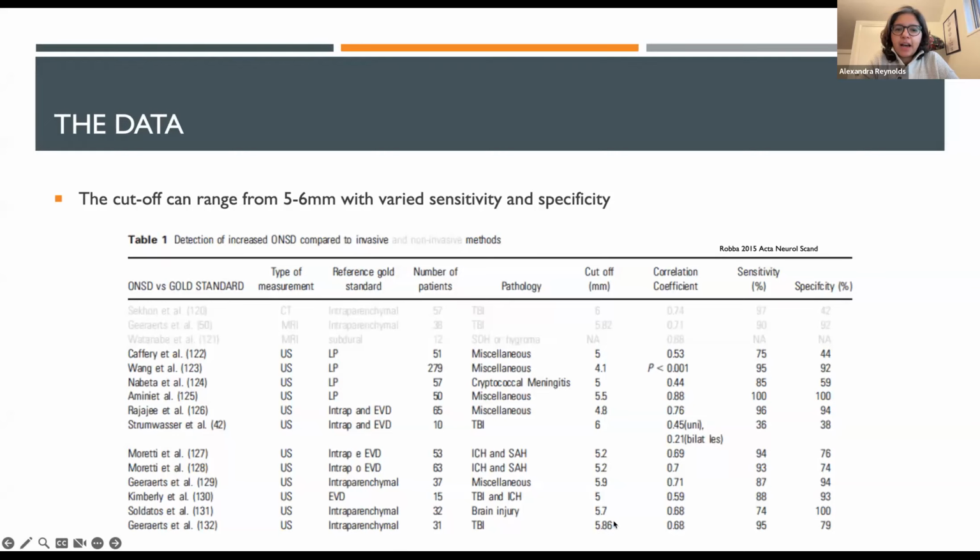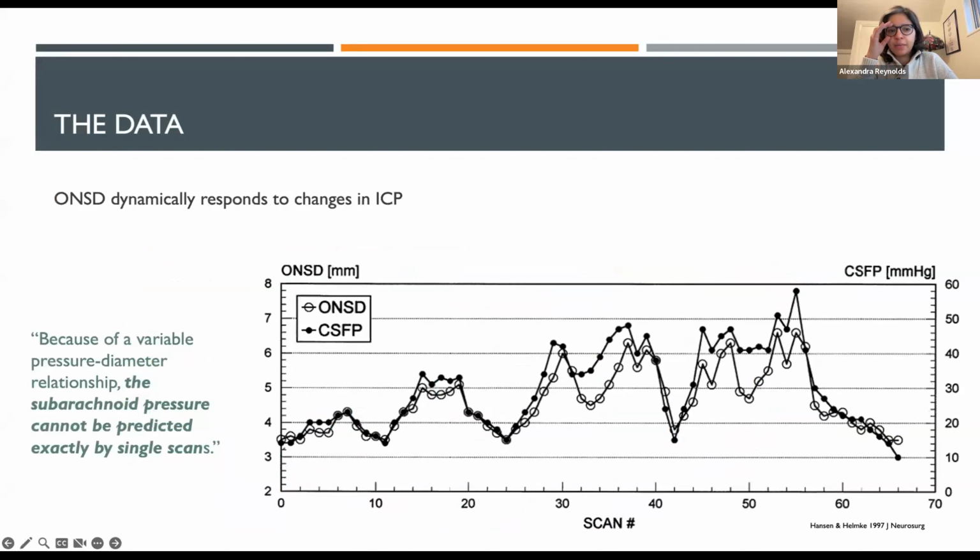That being said, everyone has a different baseline optic nerve sheath diameter. Errol Gordon, who used to work here, famously has a baseline of 6 millimeters. And so certainly, the cutoff itself may not actually be all that helpful if someone at baseline has a larger optic nerve sheath diameter. However, the trend can be very helpful.